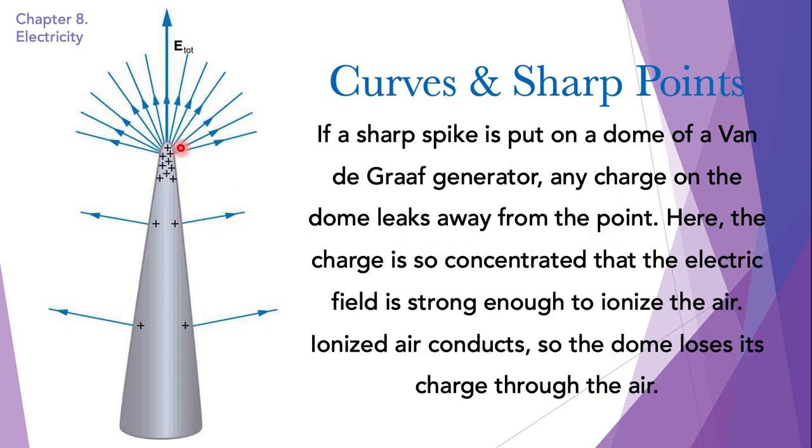Here the charge is so concentrated that the electric field is strong enough to ionize the air. Ionized air conducts, so the dome loses its charge through the air. Which means that the positive charge will leak away from this sharpest curve, because it is so concentrated that the electric field is strong enough to ionize the air, and it leaks away through the air.